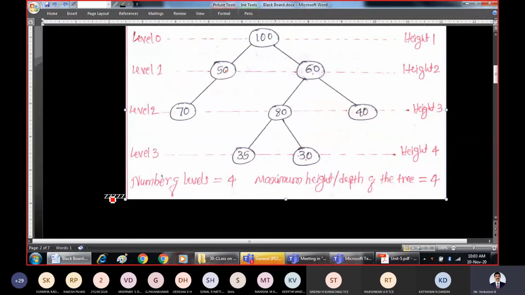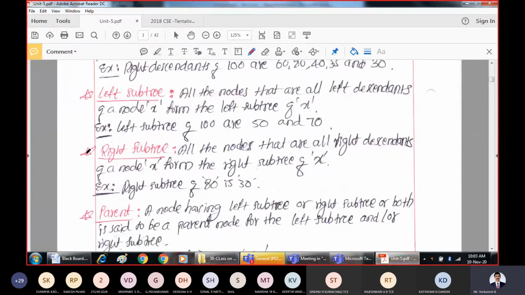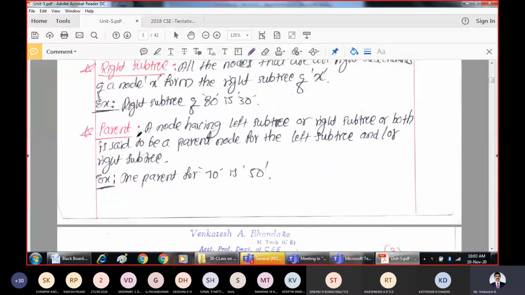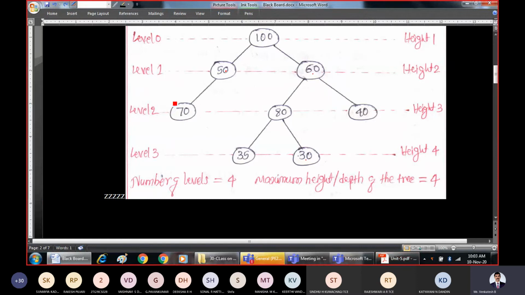Left subtree and right subtree. Coming to parent. As the notion says, a node having a left subtree or right subtree or both is said to be a parent for the left subtree and right subtree. So if it has any children, then only it is a parent. For example, 100 you can call a parent because it has two children. 50 you can call a parent because it has one child, 70.